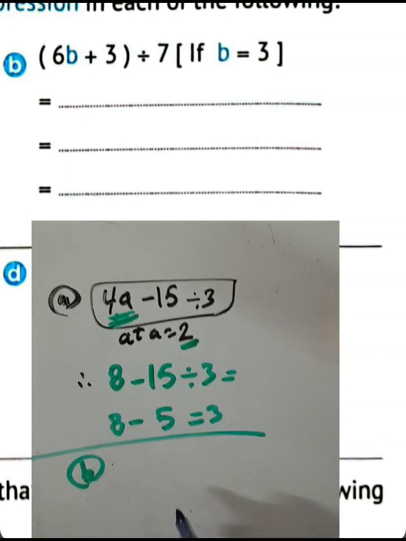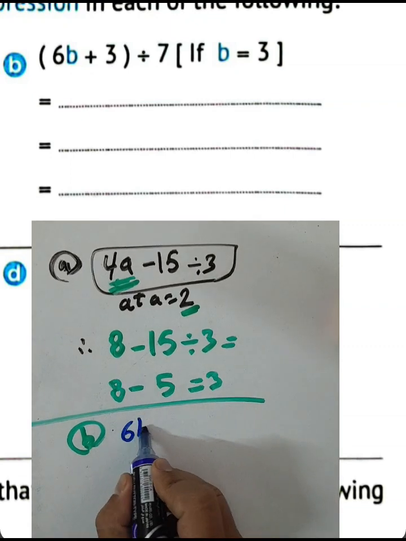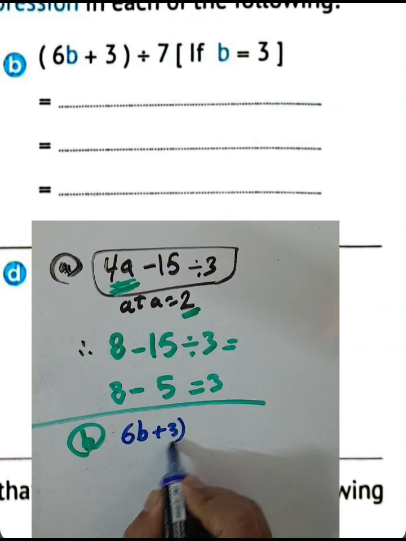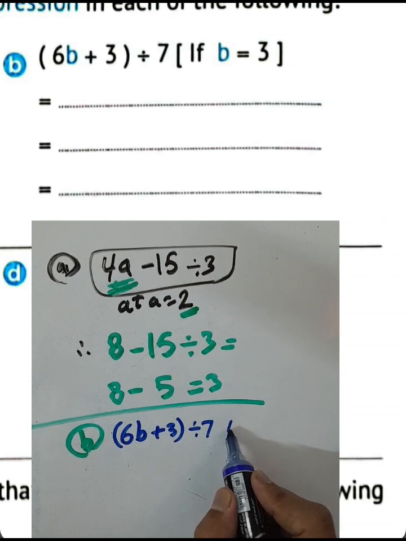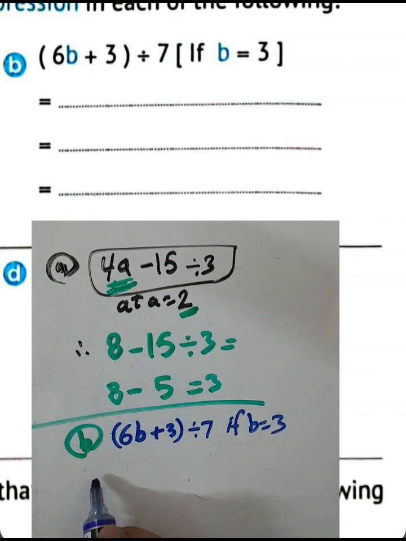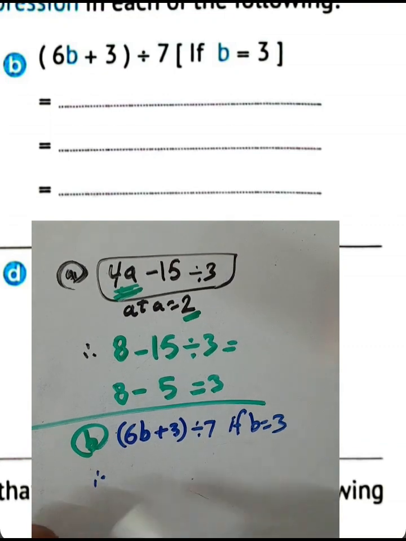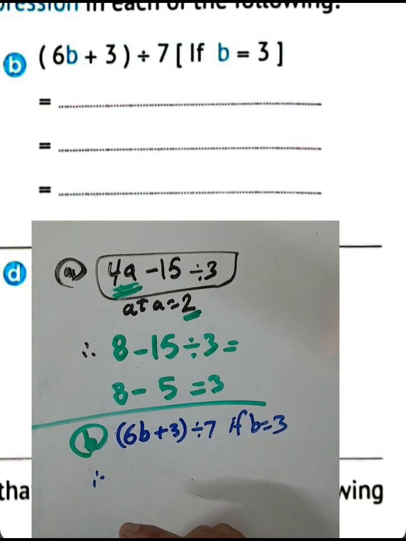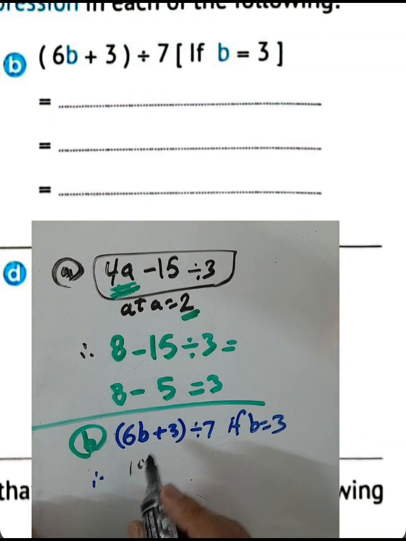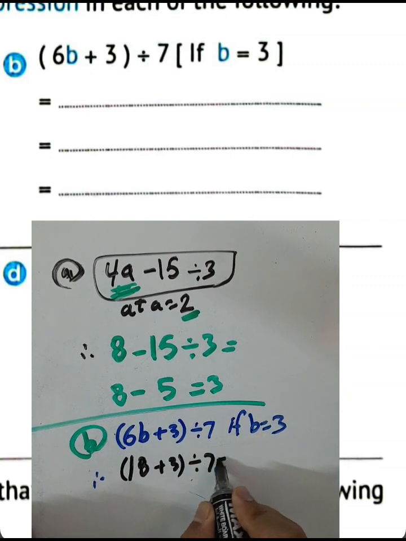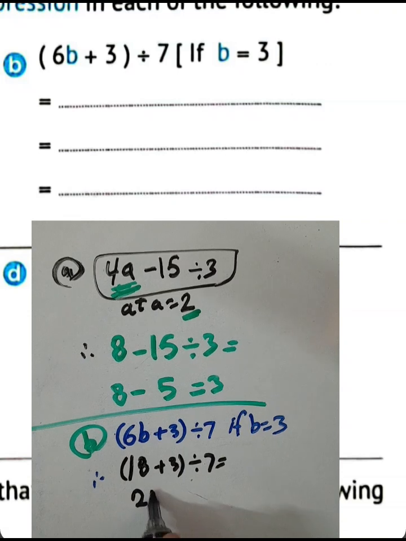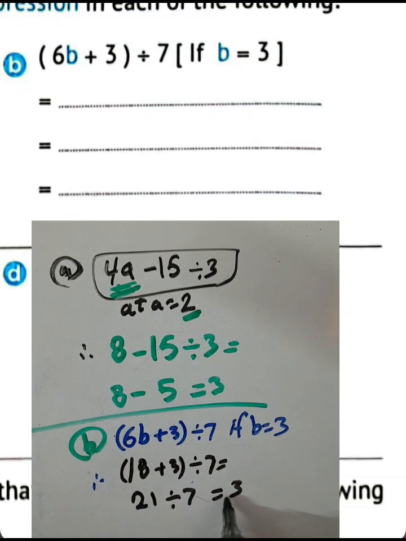Example here: 6b plus 3, divided by 7, if b equals 3. Then we can find the value, but b equals 3 here. 6 times 3 equal 18, plus 3, divided by 7. 18 plus 3 equal 21. 21 divided by 7 equals 3.